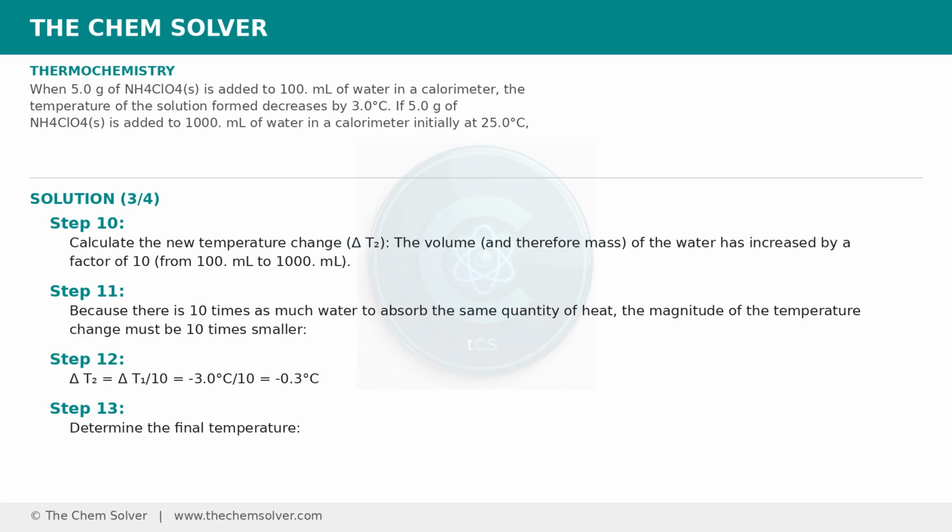Calculate the new temperature change. Delta T2: the volume, and therefore mass, of the water has increased by a factor of 10, from 100 ml to 1000 ml. Because there is 10 times as much water to absorb the same quantity of heat, the magnitude of the temperature change must be 10 times smaller. Delta T2 equals delta T1 over 10, which is equal to minus 3.0 degrees Celsius over 10, which is equal to minus 0.3 degrees Celsius.